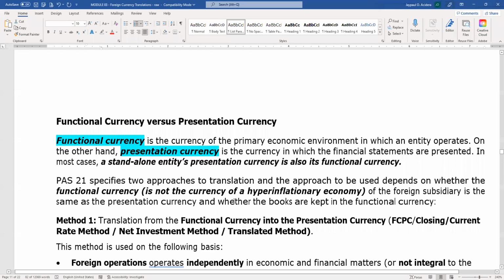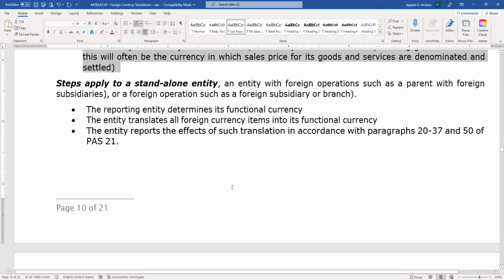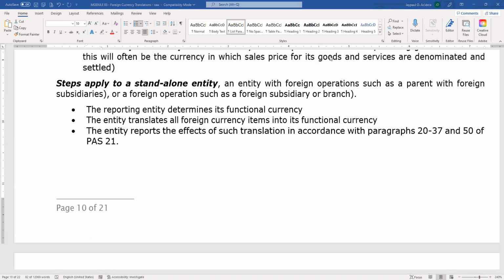Now, standalone entity, pag sinabi nating standalone entity, ito yung an entity that is independent. So usually class yung mga businesses dito sa Philippines, mga standalone entity naman yan if they are created here in the Philippines. Of course, meron tayo din mga nag-i-invest din dito, which are considered foreign operations or mga foreign subsidiaries natin.